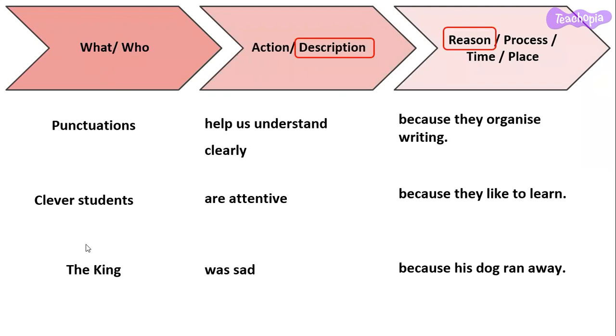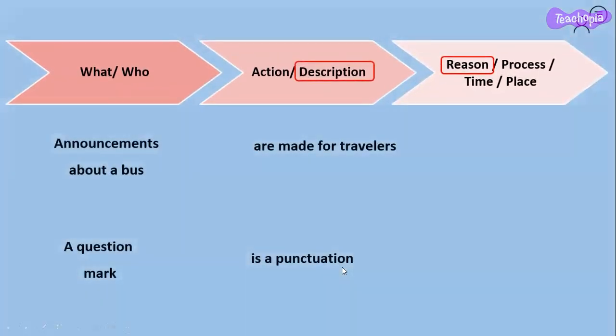Who are we talking about? The king. What is a description or a quality about the king? He was sad. The reason he was sad? Because his dog ran away. So the king was sad because his dog ran away. Now here we come to the fourth activity. What are some statements we can make regarding description and reason? So how can we add information about reason to these statements that have descriptions?